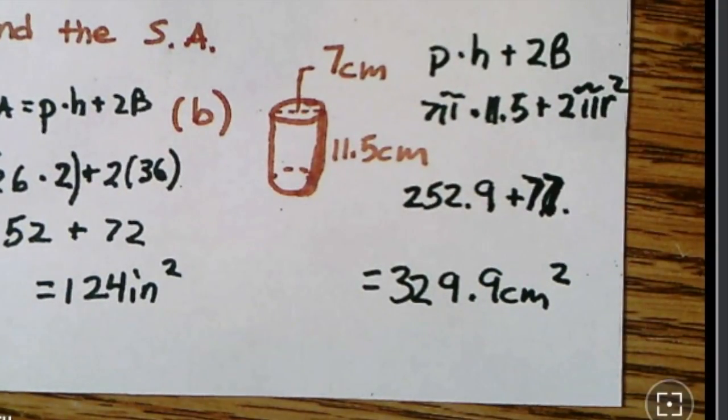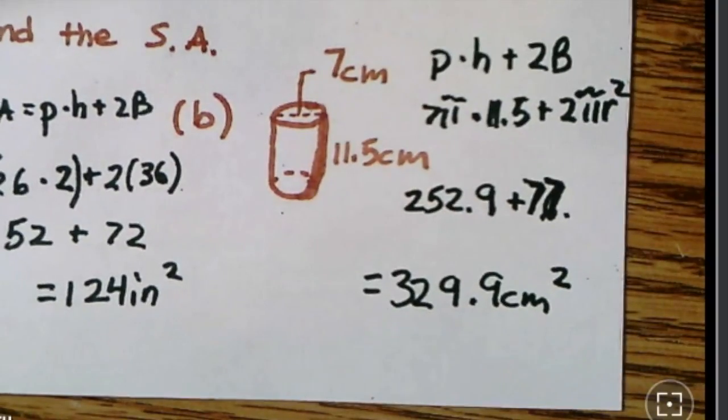Okay, so there's still a lot of steps, but there's fewer steps, or at least it feels like fewer steps to me, than if I draw out the net. Either way that you do it is okay, but now you know the 2 ways.